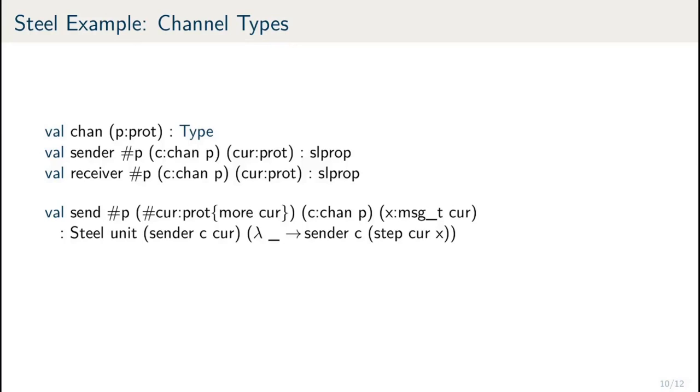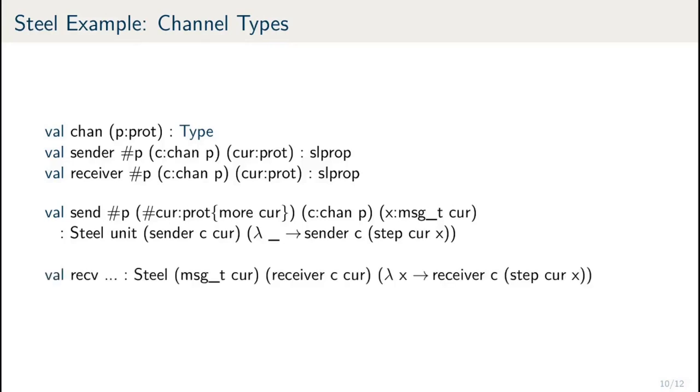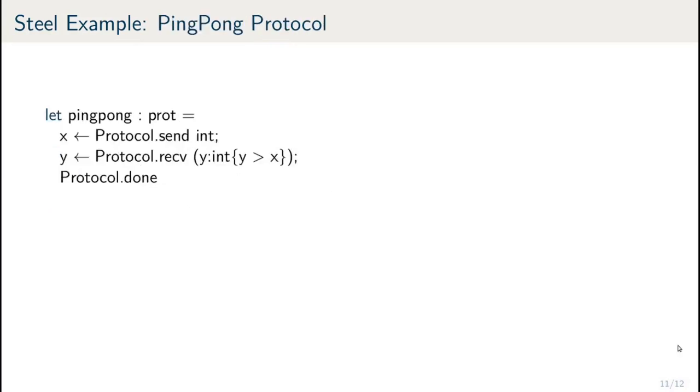of a protocol. And so what the signature of this function states is that if we initially have send permission on this channel C, and the channel is currently at a stage where cur remains to be executed, then we can indeed send this message, and we then get a send permission on this channel where the protocol advanced one step after executing X. And so we can define the dual version of this, which would be a receive function.